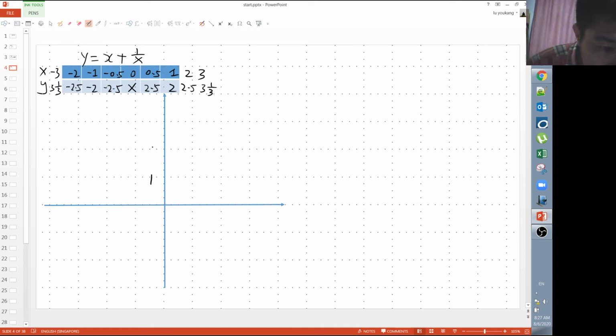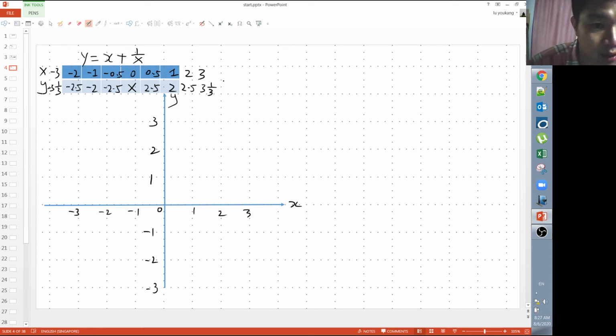So you have your 1, 2, 3, and -1, -2, -3 on the x-axis. And over here you have 1, 2, 3 as well, and -1, -2, -3 on the y-axis. What you need to do now is plot the points. So let's start off with -3 and -3 and 1/3. Oh, you're supposed to get negative here.